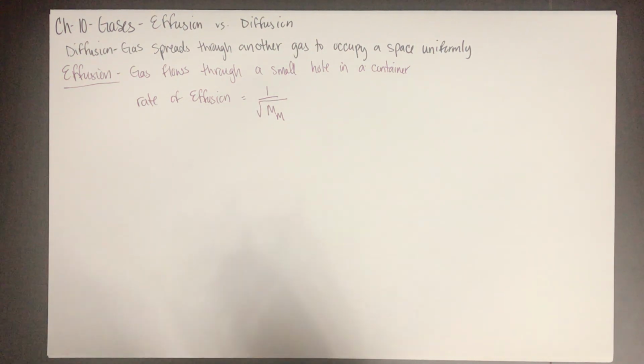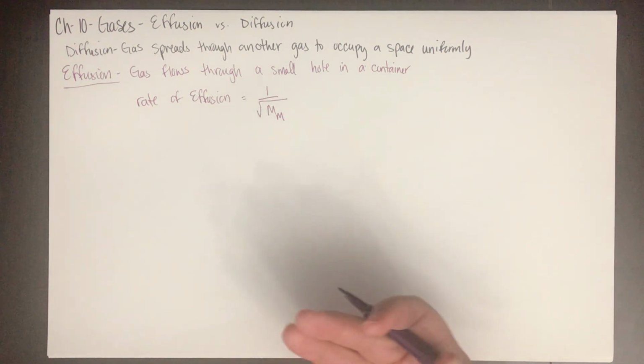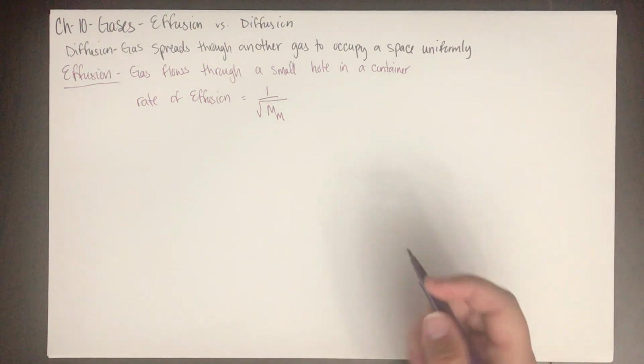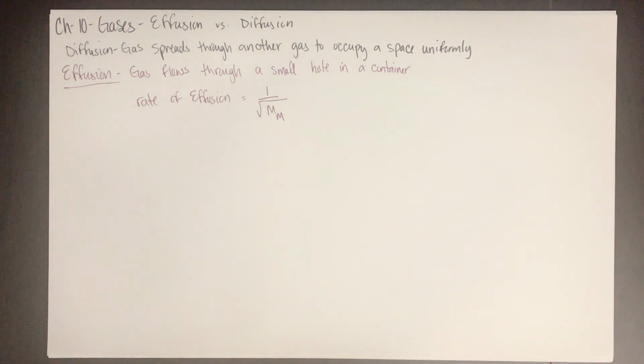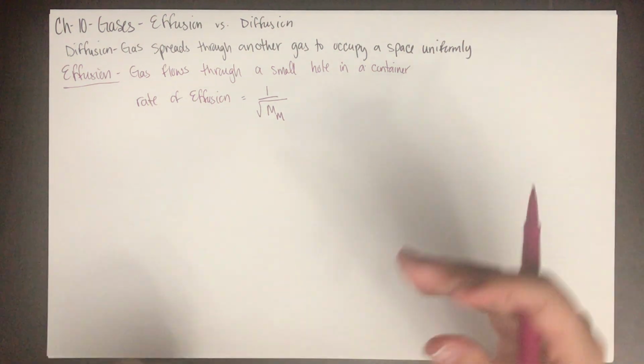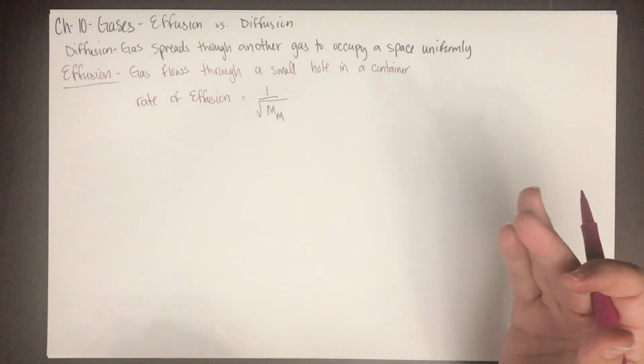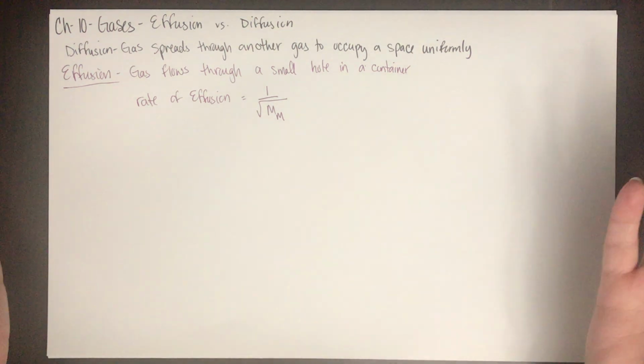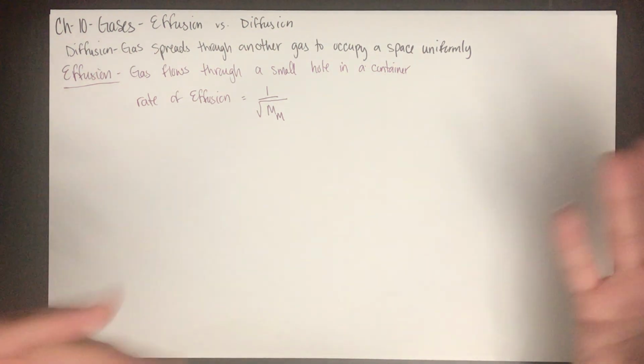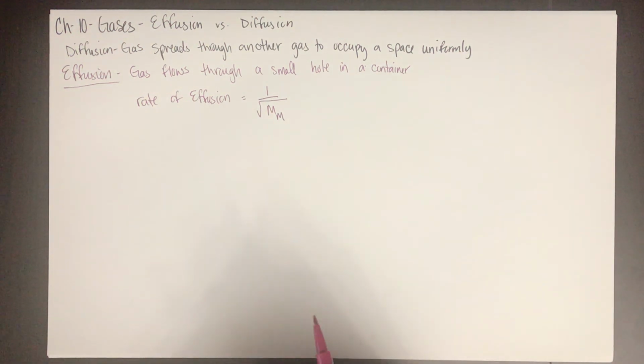If you have the molar mass, you can determine the rate of effusion, but you really have to have something to compare it to. Most of the time, the way you're going to see these problems is there's going to be a mixture of two gases, and it will say compare the rates of effusion of this gas to another gas. You really have to have a standard to compare it to.